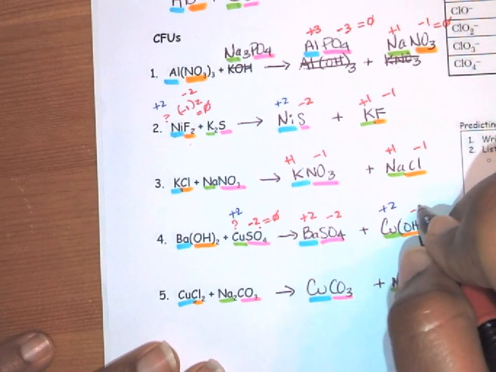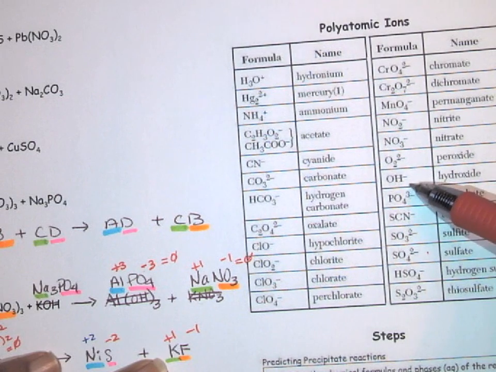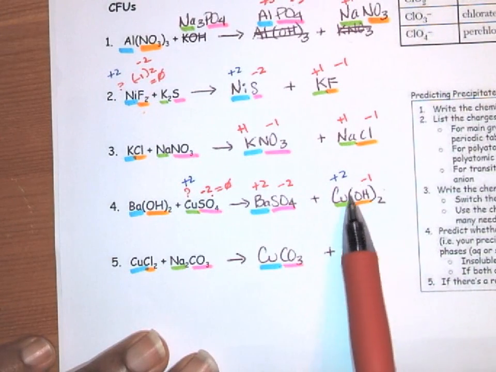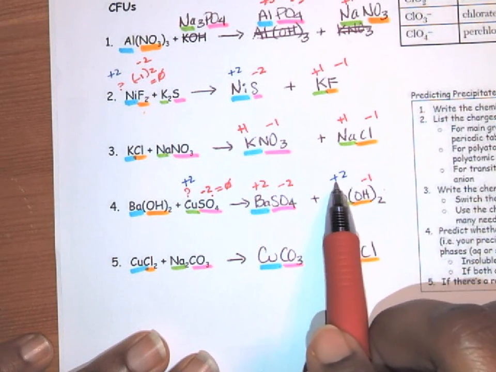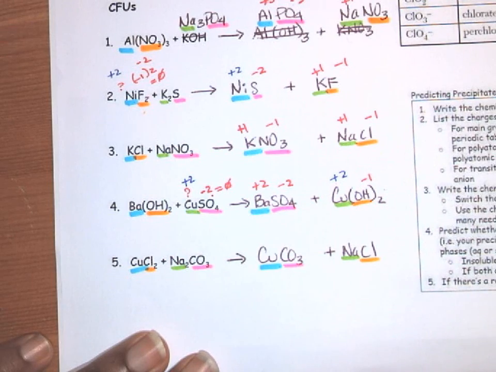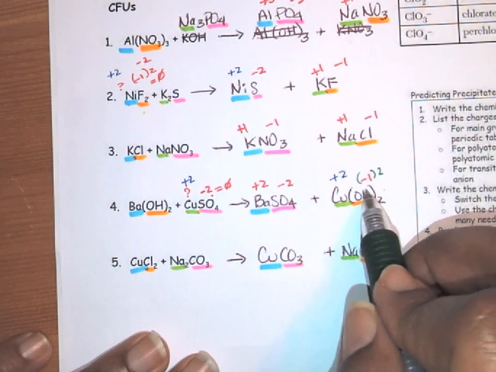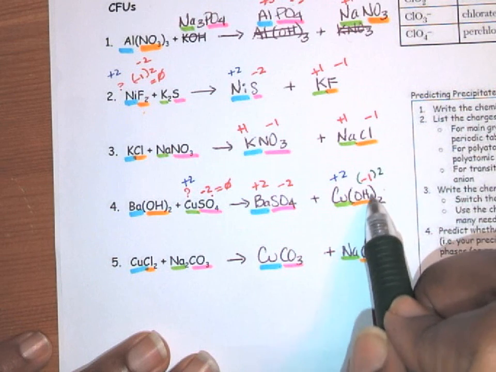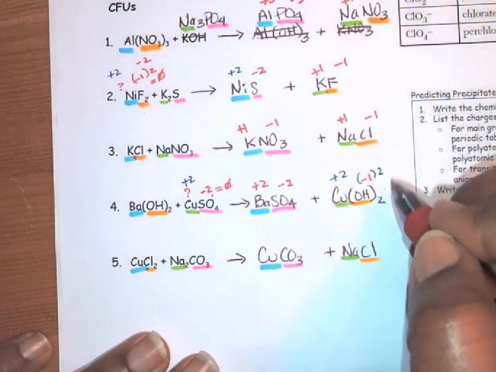Each hydroxide has a -1 charge. So when you first wrote this out, you would have written CuOH, right? And then you would say, oh, wait a second. +2 and a -1, that doesn't cancel out to give me overall 0 charge. So how many hydroxides do we need to get an overall 0 charge? We need 2 of them. And then since we need 2 of them, we put a parentheses around the hydroxide and then a 2 on the outside.